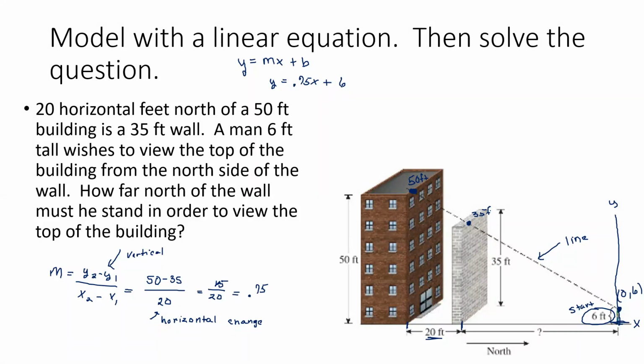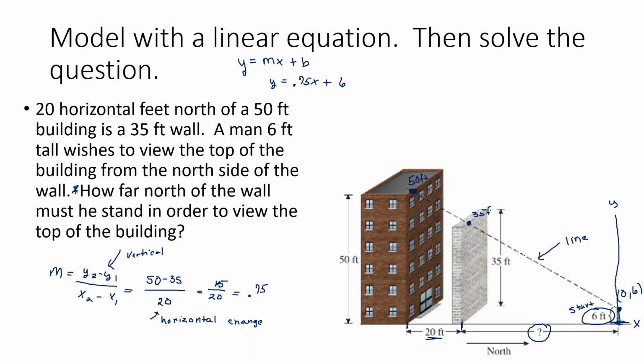So then the next thing that I want to do is try to answer the question. And the question starts here at the end of the text on the screen. It says, how far north of the wall must you stand in order to view the top of the building? And so how far is the wall and the man? How much are they separated by? And I see that here with this question mark on the image.